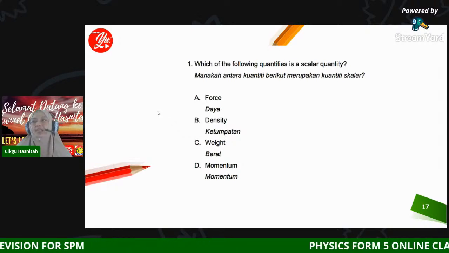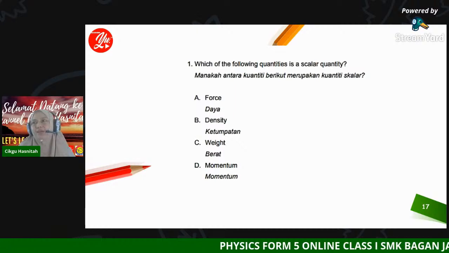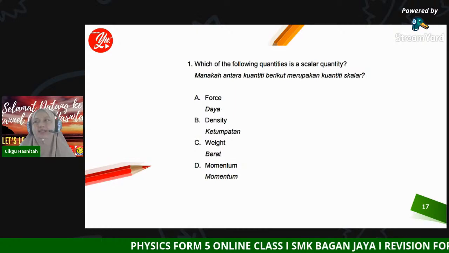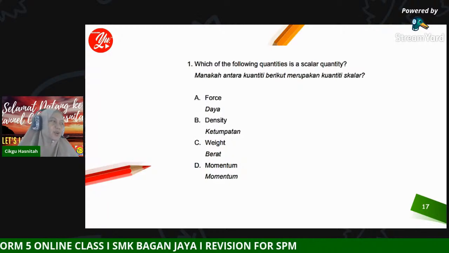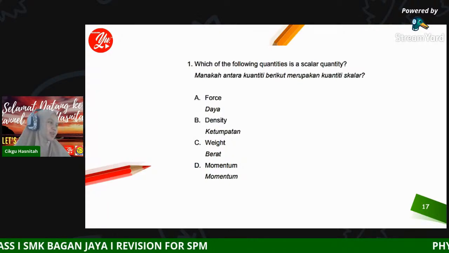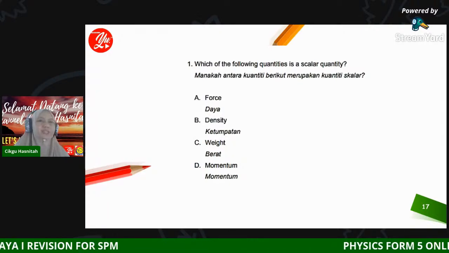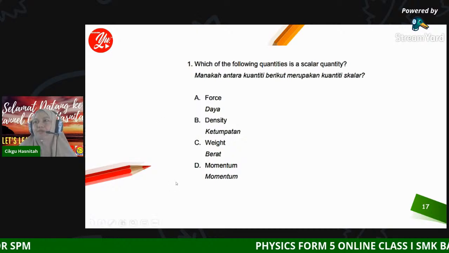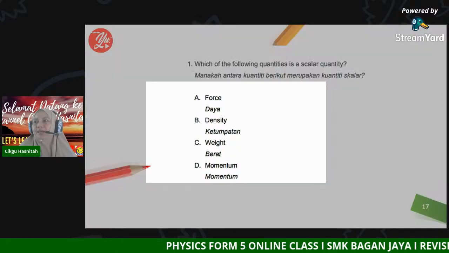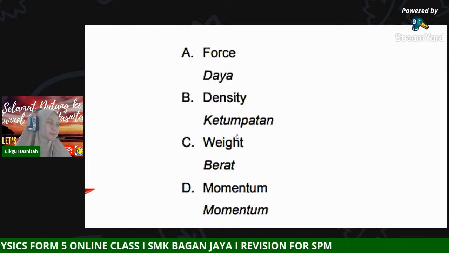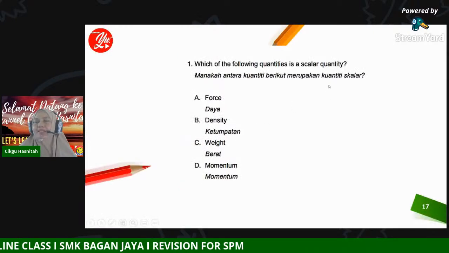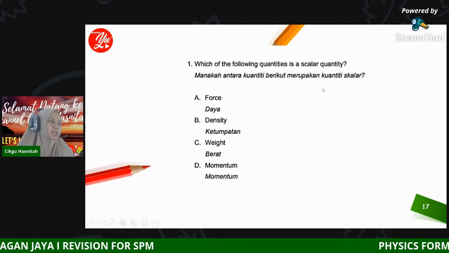All right. Okay, so question 1. Can you tell me what is the answer? Which of the following quantities is a scalar quantity? So which one is a scalar quantity? A, B, C, or D? Is it force, density, weight, or momentum? Okay, scalar quantity. Scalar quantity means what?